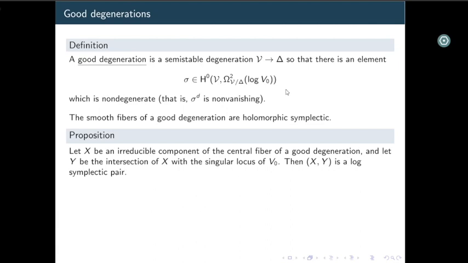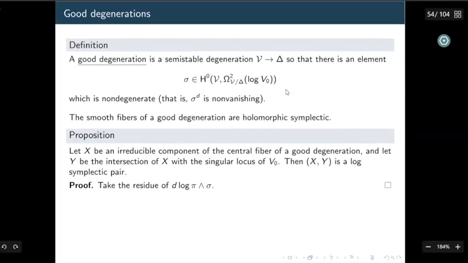A less immediate observation, which is still not extremely difficult to prove, is that if you have a component of the central fiber of a good degeneration, and you take y to be the intersection between that component and the singular locus of the fiber over 0, then this pair is again a log symplectic pair. What I'm saying is that this is another source of examples of log symplectic pairs: these good degenerations of holomorphic symplectic varieties.